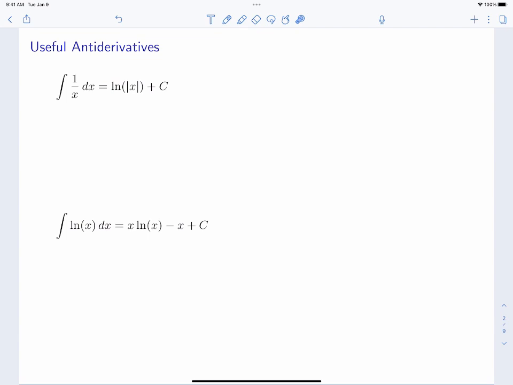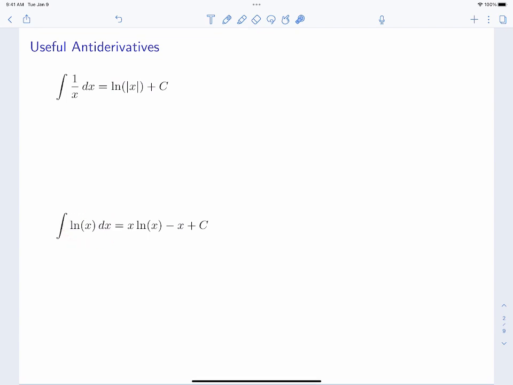So for example, we know that the integral of 1 over x dx is ln of the absolute value of x plus c. That's something we can verify because we can differentiate ln of absolute value of x plus c, and we get 1 over x. And we'll do that in a moment. The second useful antiderivative is the indefinite integral of ln of x dx, which is equal to x times ln of x minus x plus a constant. And we can verify these by differentiating the right-hand side and showing that we get the integrand.